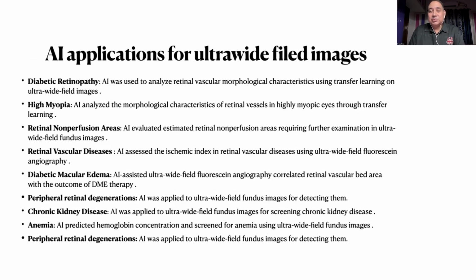Diabetic retinopathy has been the first one, and people have tried very accurate algorithms which can detect not only presence or absence, but even the stages of diabetic retinopathy. There have been AI algorithms which are able to look at the morphological characteristics of retinal vessels in high myopia. On fundus fluorescein angiogram, we can now estimate the amount of non-perfusion areas.